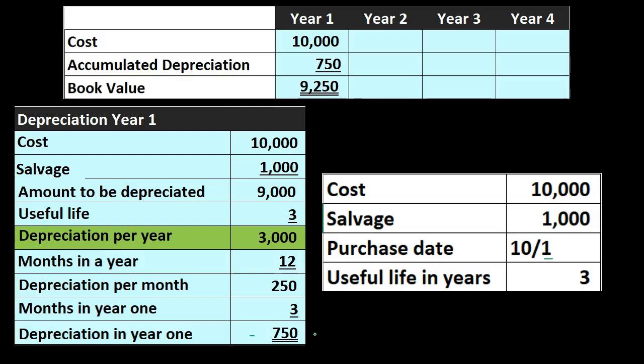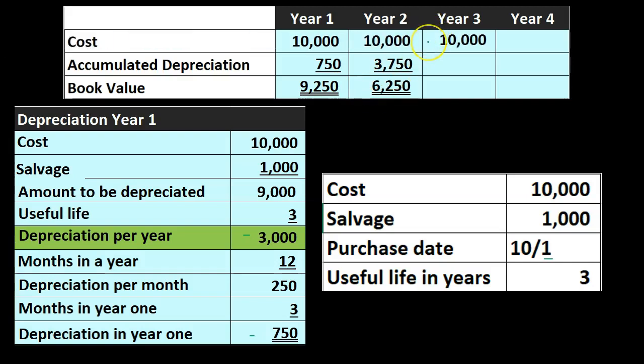So in year 2, we would take the 10,000, and then we have a full year of depreciation, 3,000, plus the 750 from the prior period, meaning the accumulated depreciation is 750 from last year, plus this year's full year of depreciation, not the 750 partial year. And that gives us 3,750. 10,000 minus 3,750 gives us 6,250.